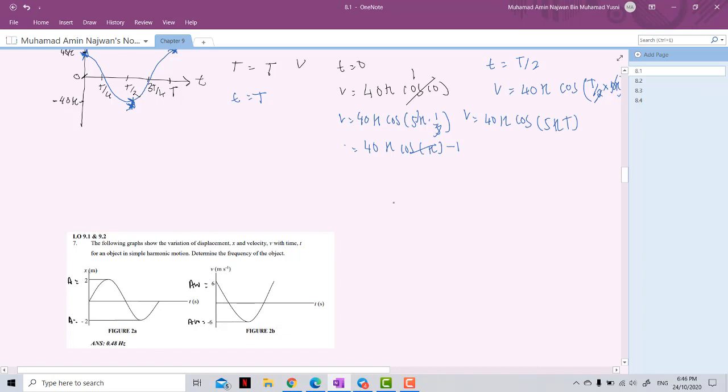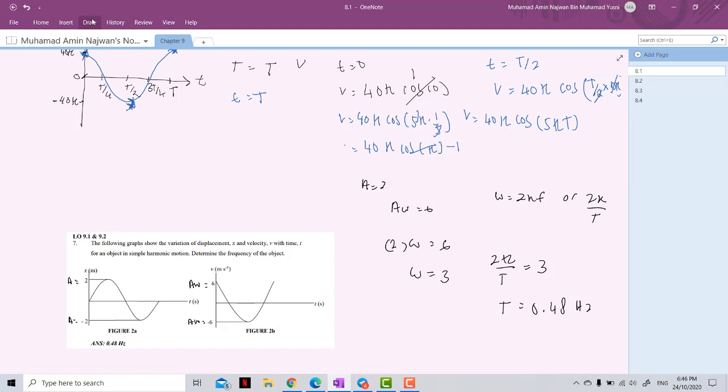So actually, we know A omega = 6. However, we know that A = 2 from our previous equation of displacement. So 2 omega = 6, omega = 3. We know omega = 2 pi f or 2 pi over T. So substituting this into our equation, we get 2 pi over T = 3, T = 0.48 Hz.